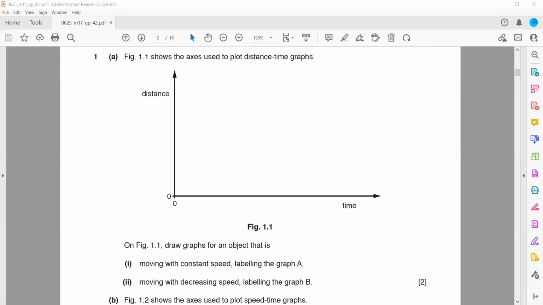A distance time graph for an object moving at a constant speed. That's right. So it will be a straight line, and label that A. The letter A is for a constant speed.